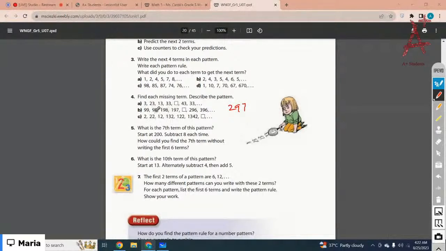99 minus 1 is 98. 98 plus 100 is 198. So 198 minus 1 is 197. For the next one, you have to add 100. It would be 297, right?